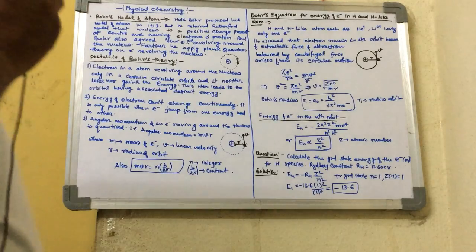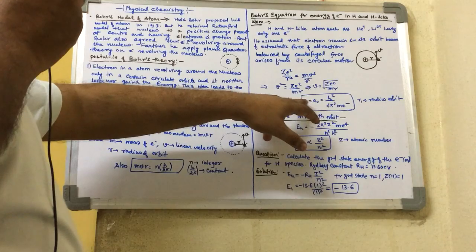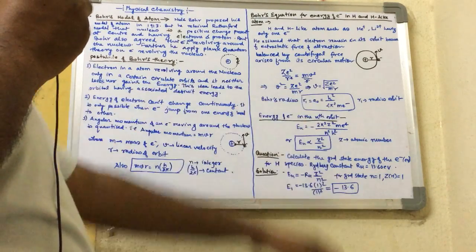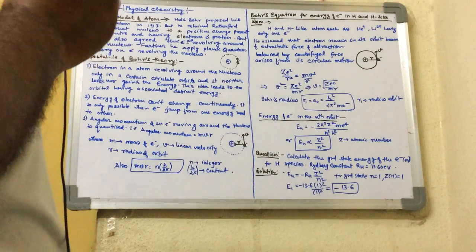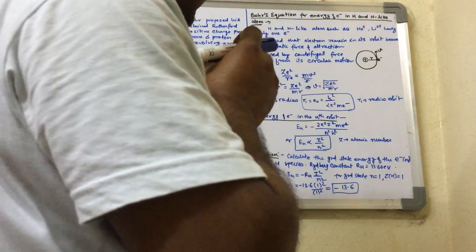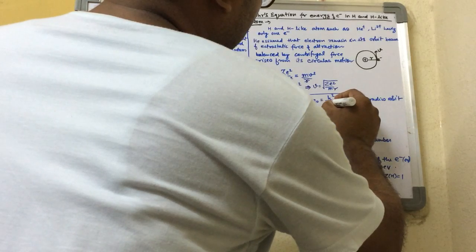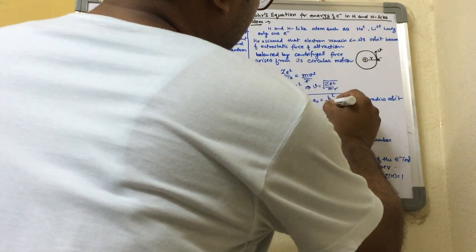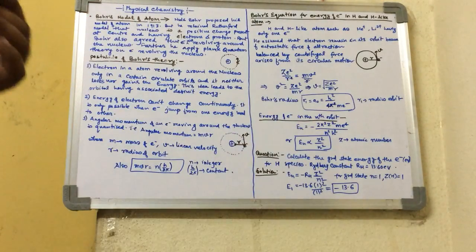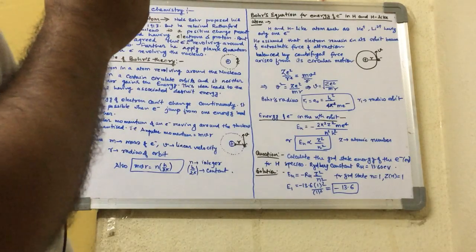And also we can find the Bohr radius. r1 is equal to a0, denoted as the Bohr radius, which is h square upon 4 pi square m e square.